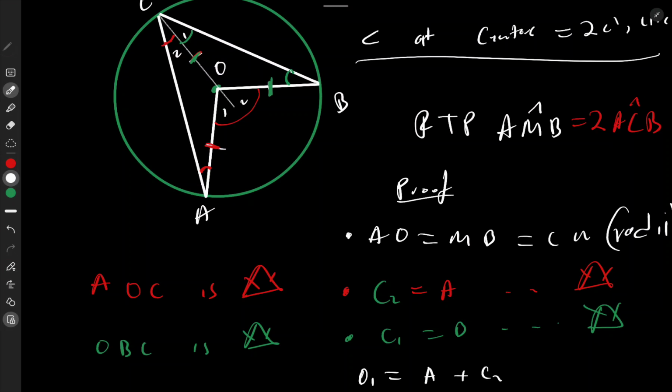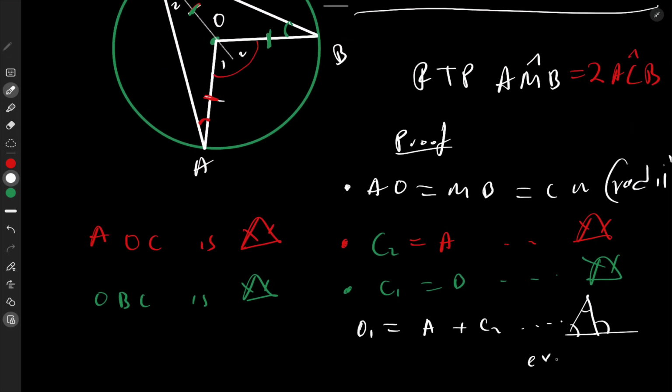plus C2. The reason I'm saying this, remember this triangle? Hope you do. There was a triangle and these two give us this. Opposite interior angles equal an exterior angle. Sometimes they just summarize it as the exterior angle of a triangle.